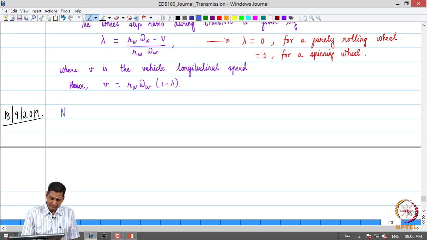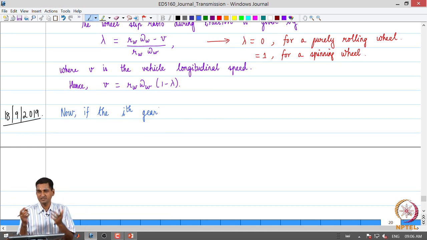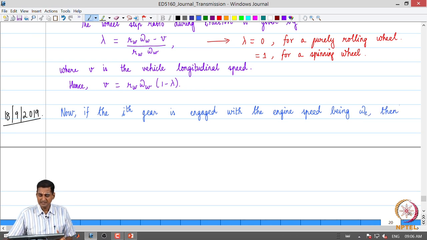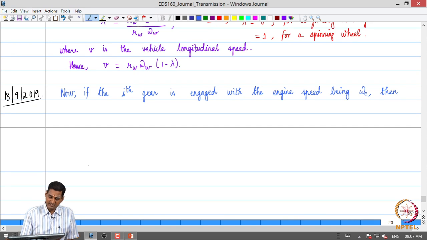Now, if the ith gear is engaged, let us say we have an n-speed gearbox in general, and we are engaging the ith gear with the engine speed being omega e. At some engine speed omega e, we can use the above equation to get the corresponding longitudinal speed as R_W omega_W times (1 minus lambda).